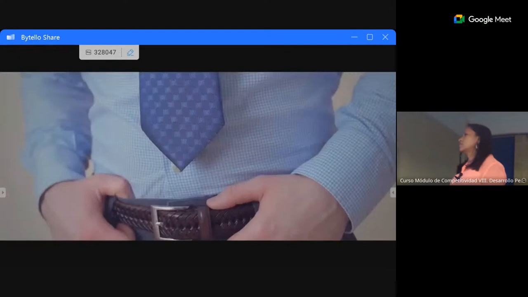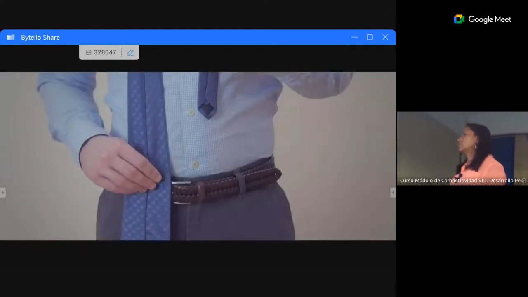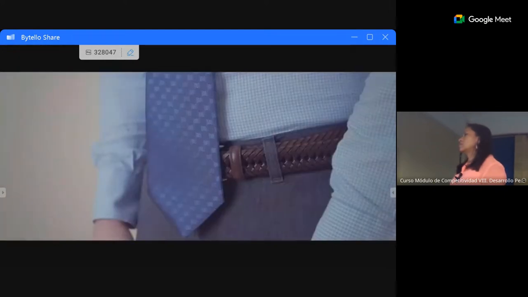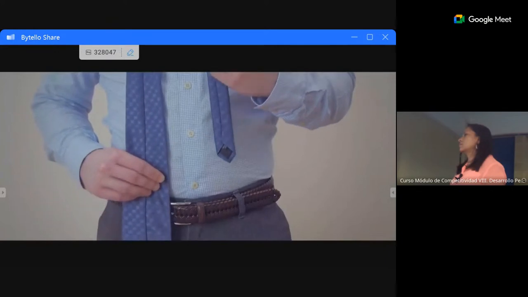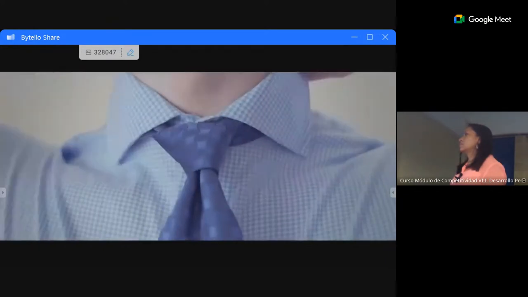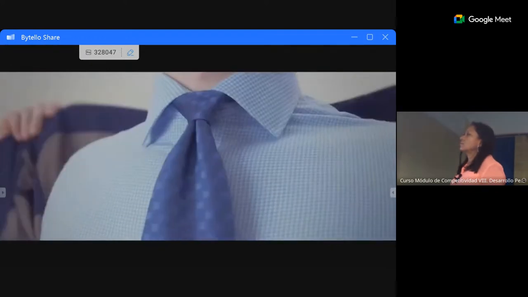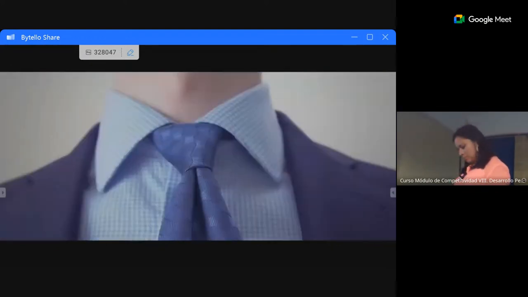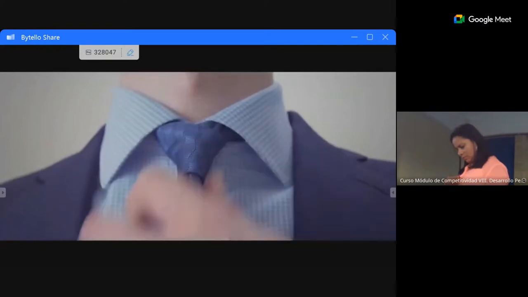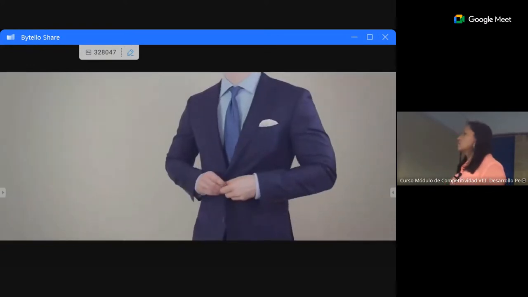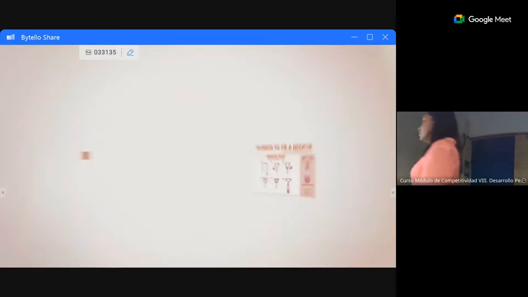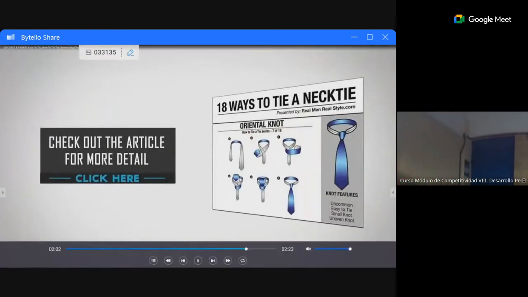If it's too short, start over. Make the wide end lower. If it's too long, start with the wide end higher. The Oriental knot is incredibly easy to tie and a perfect alternative to the four-in-hand. It's a great choice for men who like a little bit smaller of a necktie. It's easy to tie and balances with a point collar. For a detailed look at tying the Oriental knot.